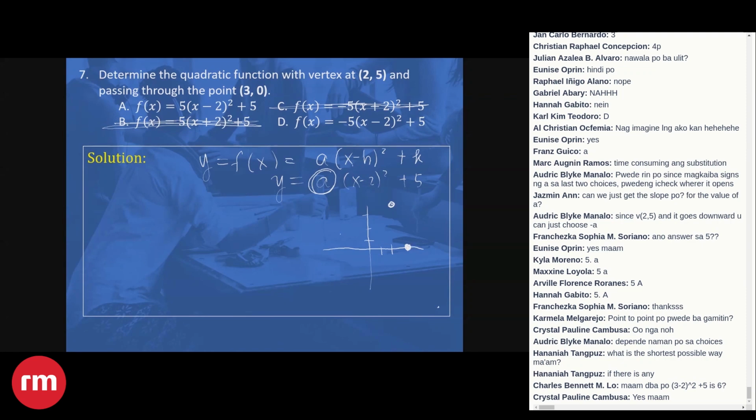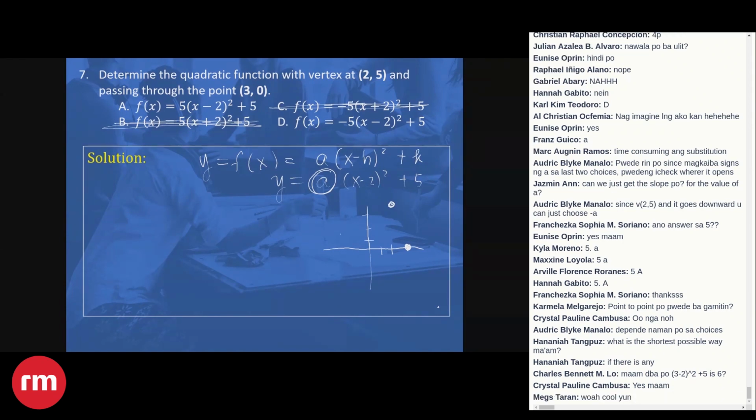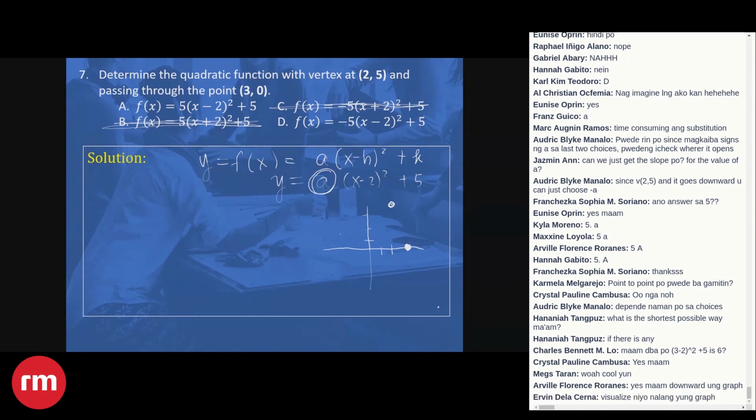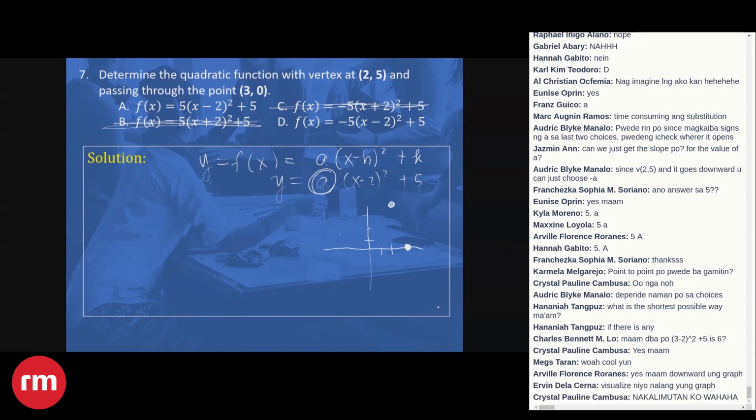That's right. So what you can also do, if you had difficulty getting the value of a and that's all that's left, is positive 5 or negative 5? You can do some simple analysis like graphing the vertex and the point. As you can see here, the vertex is above the point, so you are sure that your parabola is opening downward. That will give you an idea that the value of a should be negative 5.